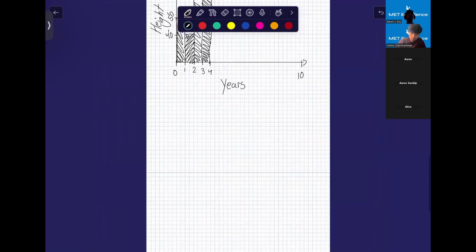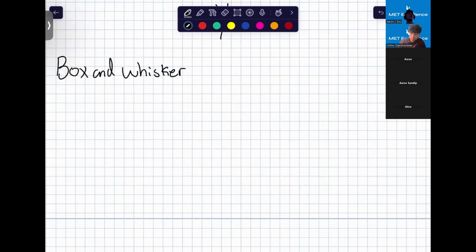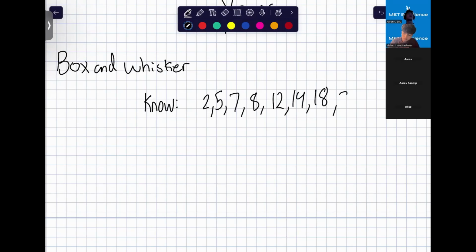All right, moving on, the box and whisker plot. These are slightly different. So you need to know 5 things when you're analyzing this. In a set of numbers, you're going to be given, let's say, all right, Vishnu, can you put for the numbers, like, let's say, 2, 5, 7, 8, 12, 14, 18, 21, 25.